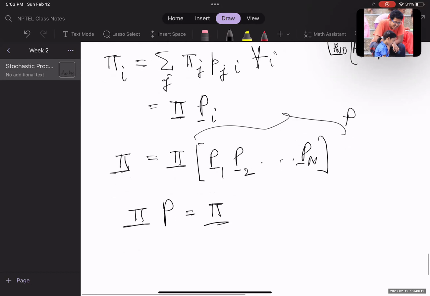So this is exactly what is known as the eigenvalue equation in linear algebra. You have A times x equal to x, or lambda times x in general, where lambda is the eigenvalue, and here the eigenvalue is 1. Does this make sense? This is the eigen equation, and the eigenvalue is 1. Is this clear? So this is the property.